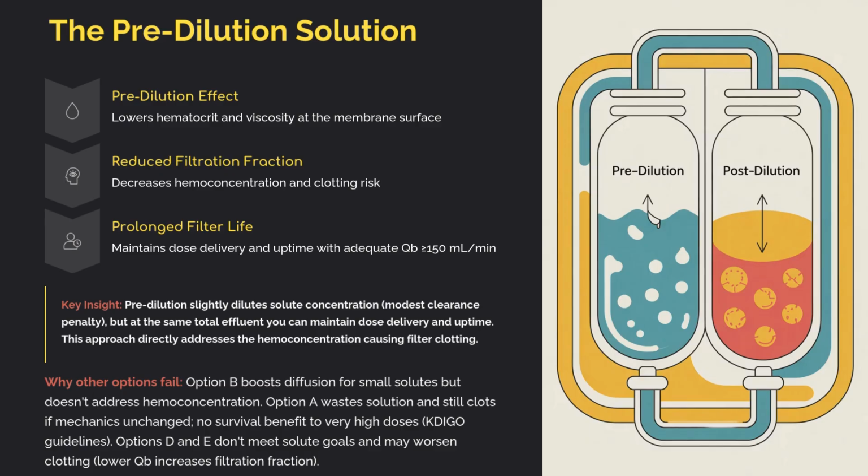The question: why do the other options fail? Option B boosts diffusion for small solutes but doesn't fix the hemoconcentration issue. Option A wastes solutions and still clots because the underlying mechanics haven't changed. And remember, very high effluent doses don't improve survival according to the KDIGO guidelines. Options D and E fall short on solute goals and may even worsen clotting, especially if blood flow is low, since that increases the filtration fraction.